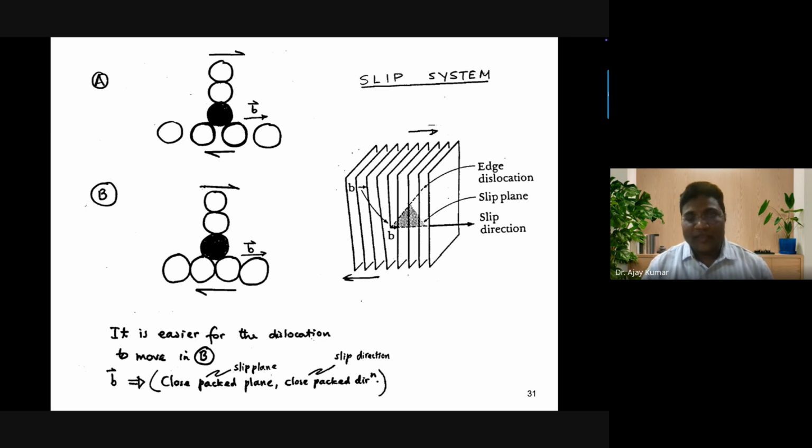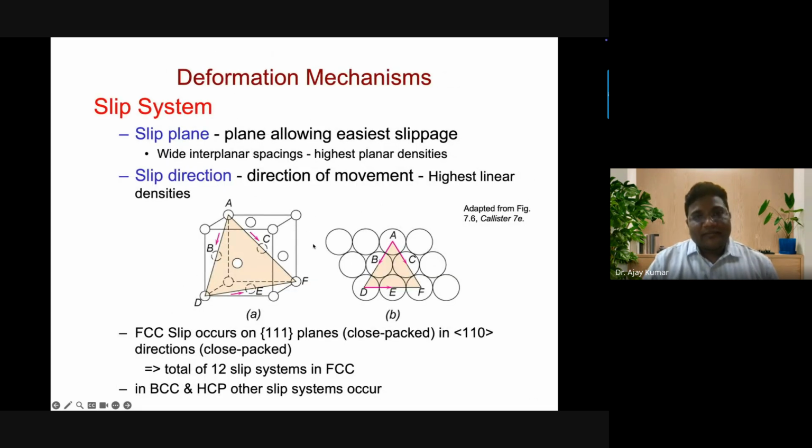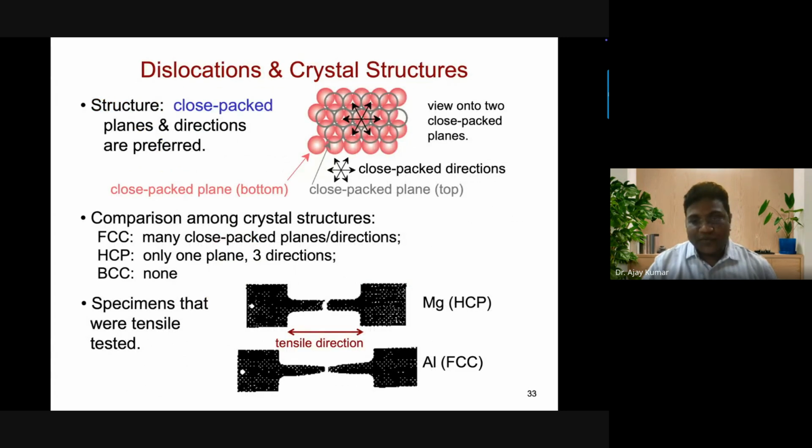If it is non-close packing, so this is the example of close packing, this is non-close packing. Okay. And now slip plane and slip directions, I hope you will be aware. So total slip systems in FCC, there are a total of 12 systems in FCC, and then in BCC we have 48. Now come to the tensile testing.